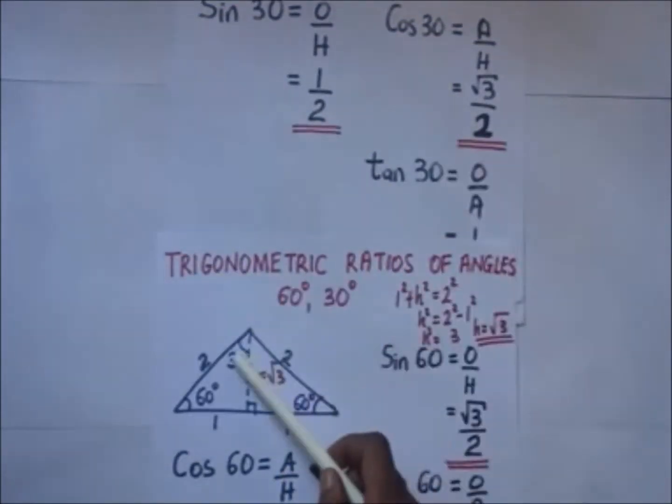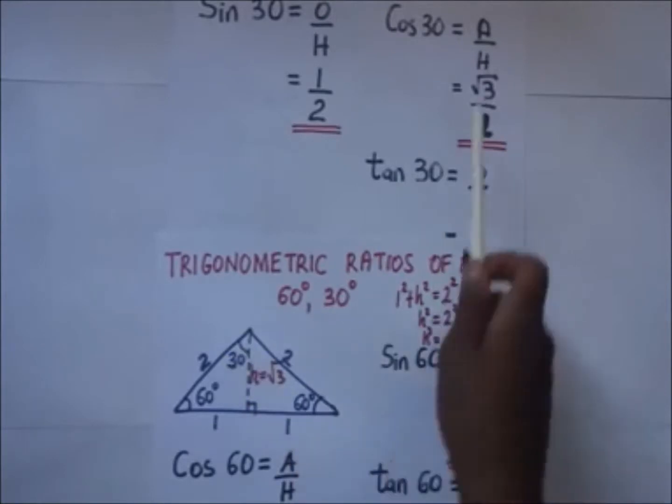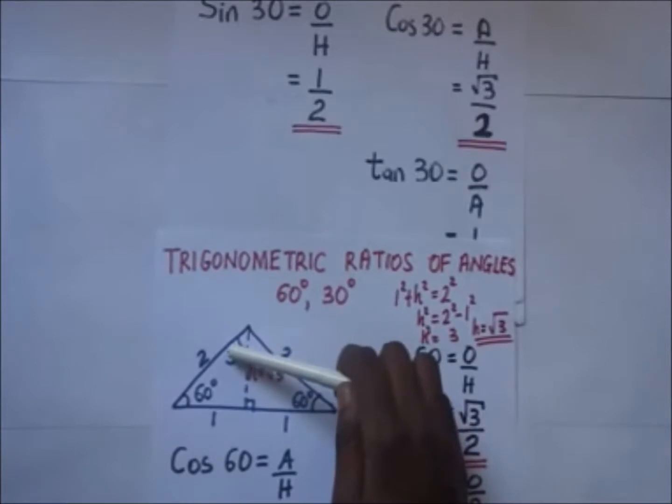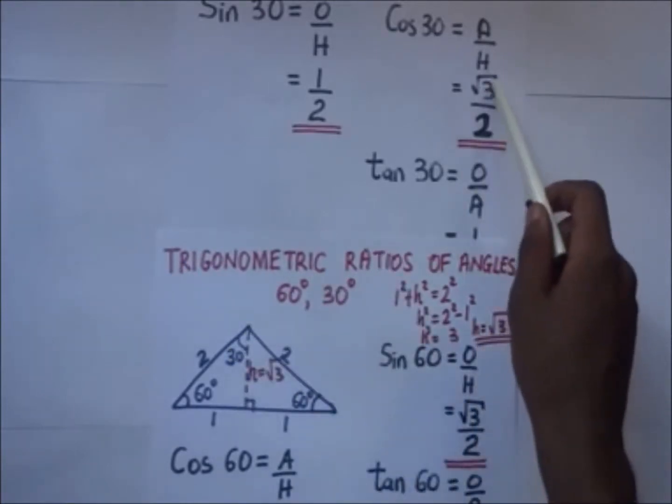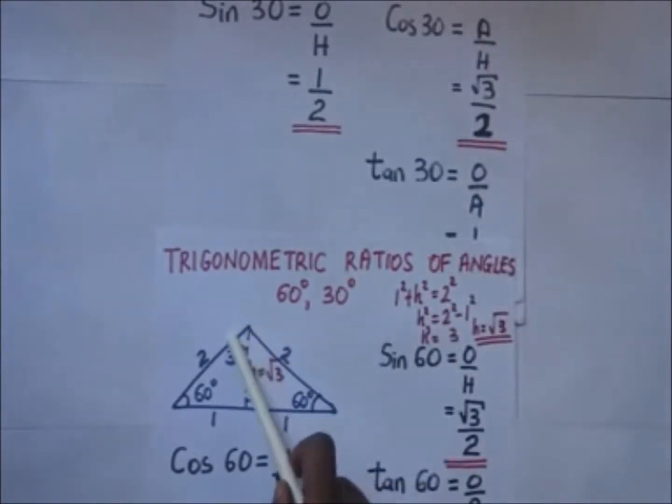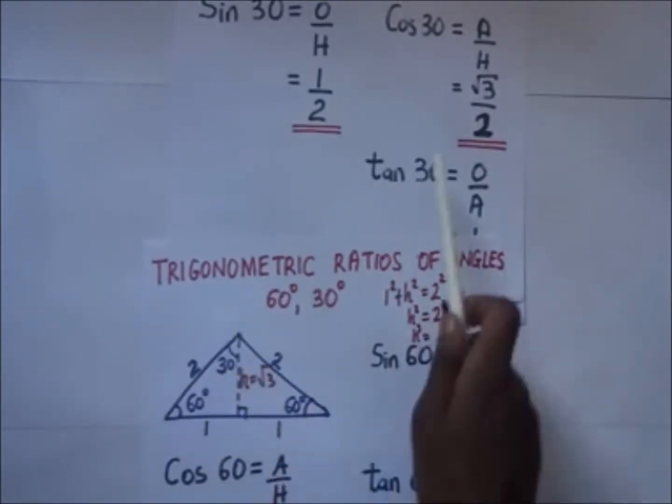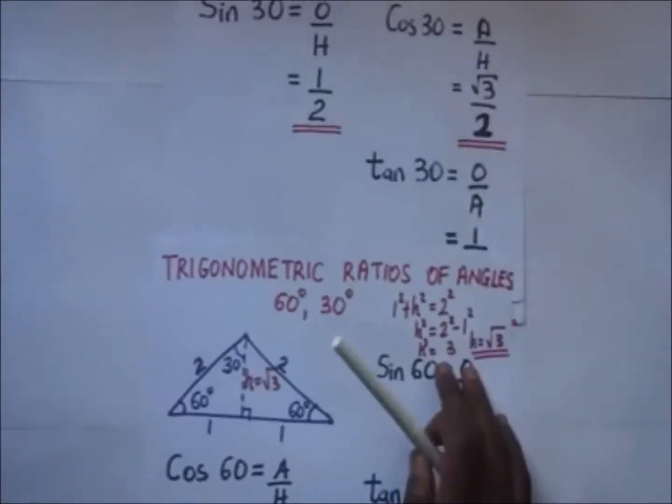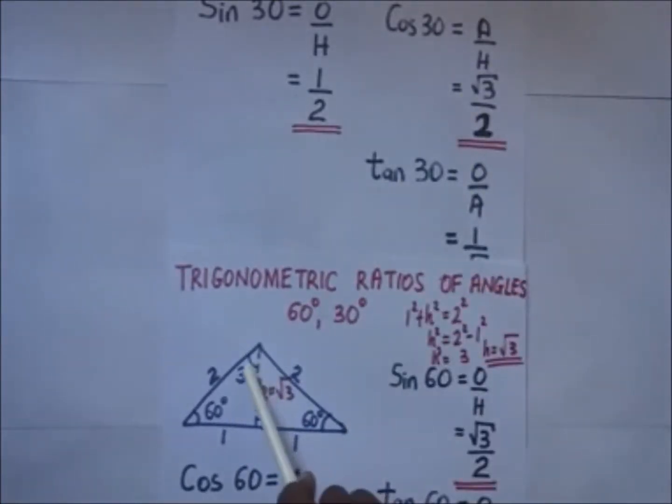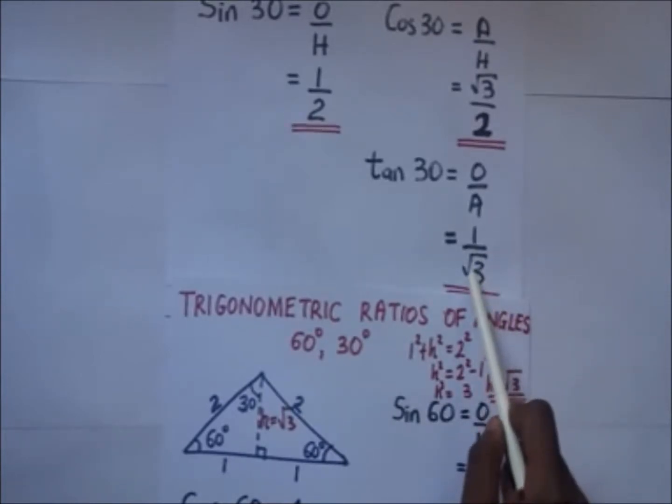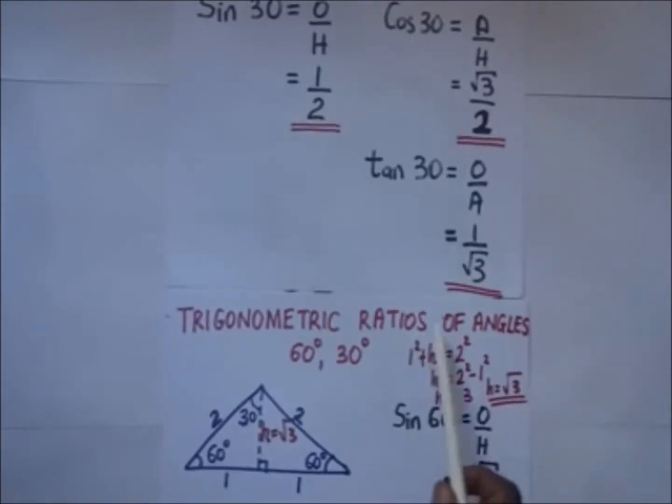Then the cosine of 30. Cosine of 30, we are going to look at what is equal to adjacent. Adjacent to this angle is h, which is root of 3. Divide that by the hypotenuse. Our hypotenuse is 2. We are considering this triangle. So it's root of 3 divided by 2. And that's how we get that ratio. Then the tangent of 30 is going to be opposite, which is 1, over adjacent, which is root of 3. And that's how we end up with 1 over root of 3. So these are the trigonometrical ratios of 30 degrees.